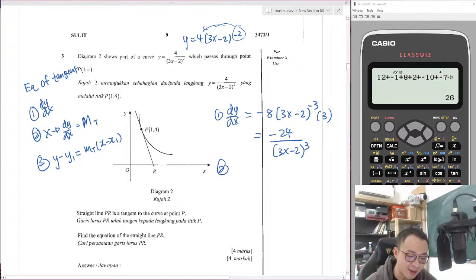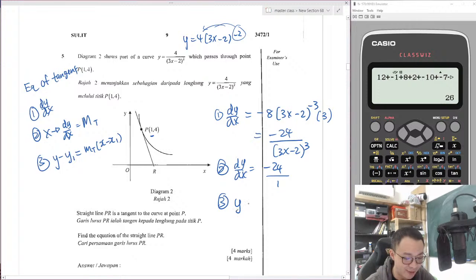So second step, I need to sub my x value into this dy/dx. My x value, I will check, what's my x here? My x will be 1, so it's quite straightforward. So I sub x equals 1 into here. I should have negative 24 over (3 minus 2) cubed, which is 3 minus 2 is 1, 1 cubed is still 1. Then I got this one. You should know negative 24 will be the gradient of the tangent here.